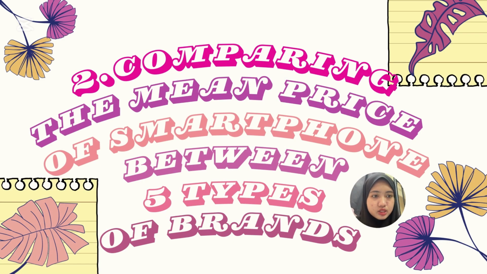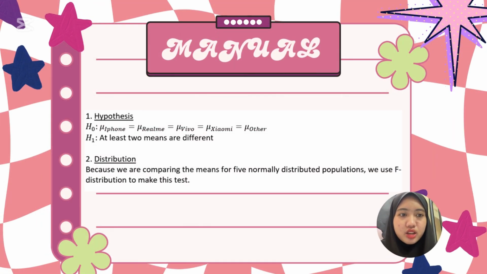Next, comparing the mean price of smartphones between 5 types of brands. For manual calculation, we will use the hypothesis test of ANOVA. First step is to state the hypothesis. H0 is mu iPhone equal to mu Realme, equal to mu Vivo, equal to mu Xiaomi, equal to mu others. H1 is at least 2 means are different.